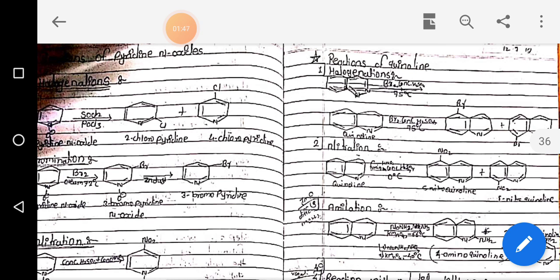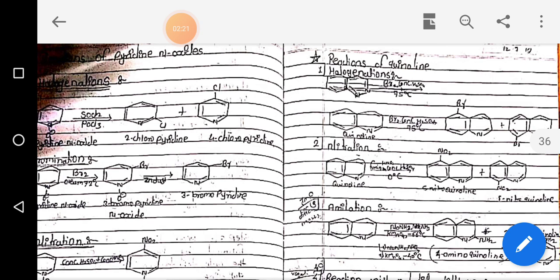Now we proceed further. In the current lecture, we are going to study the reactions of these heterocyclic compounds, that is pyridine N-oxides, quinoline, and isoquinolines. The reaction part is the same. We know the nature of those particular rings. If you know the nature of the rings, then we can easily understand where the reaction is going to take place. Mostly, substitution reactions take place.